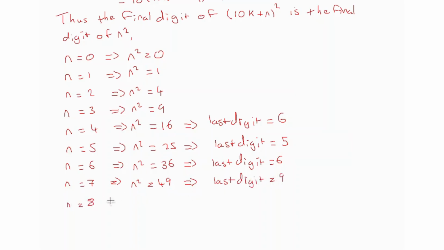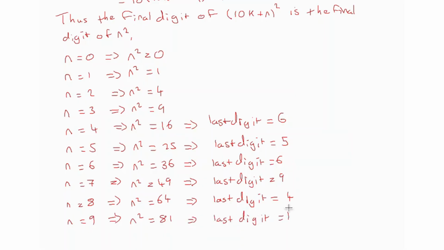When n is equal to 8, n squared is equal to 64, and so the last digit is equal to 4. And finally, when n is equal to 9, n squared is equal to 81, and so the last digit is equal to 1.